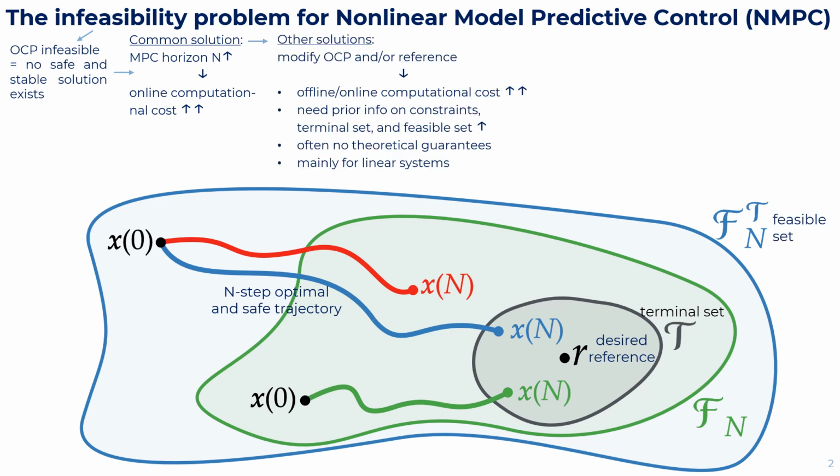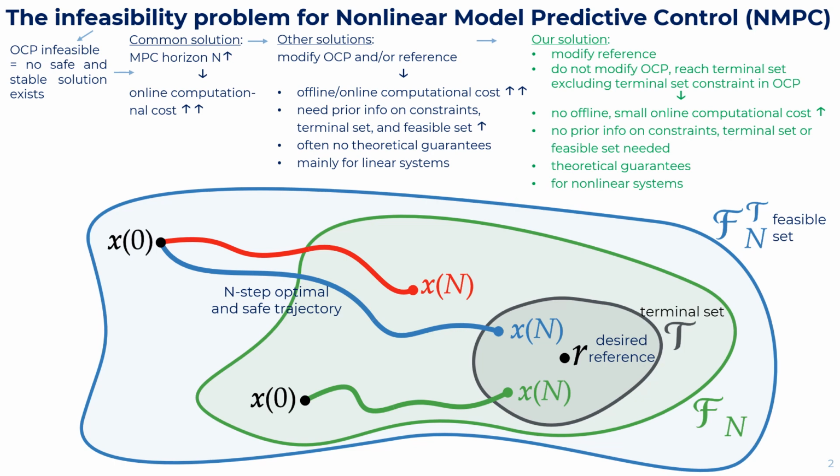Other solutions modify the OCP in non-standard ways or modify the reference. These methods can lead to an increased offline and online computational cost, a need to have a priori and explicit representation of the constraints, the terminal set and the feasible set. Often, they don't come with theoretical guarantees and are mainly limited to linear systems.